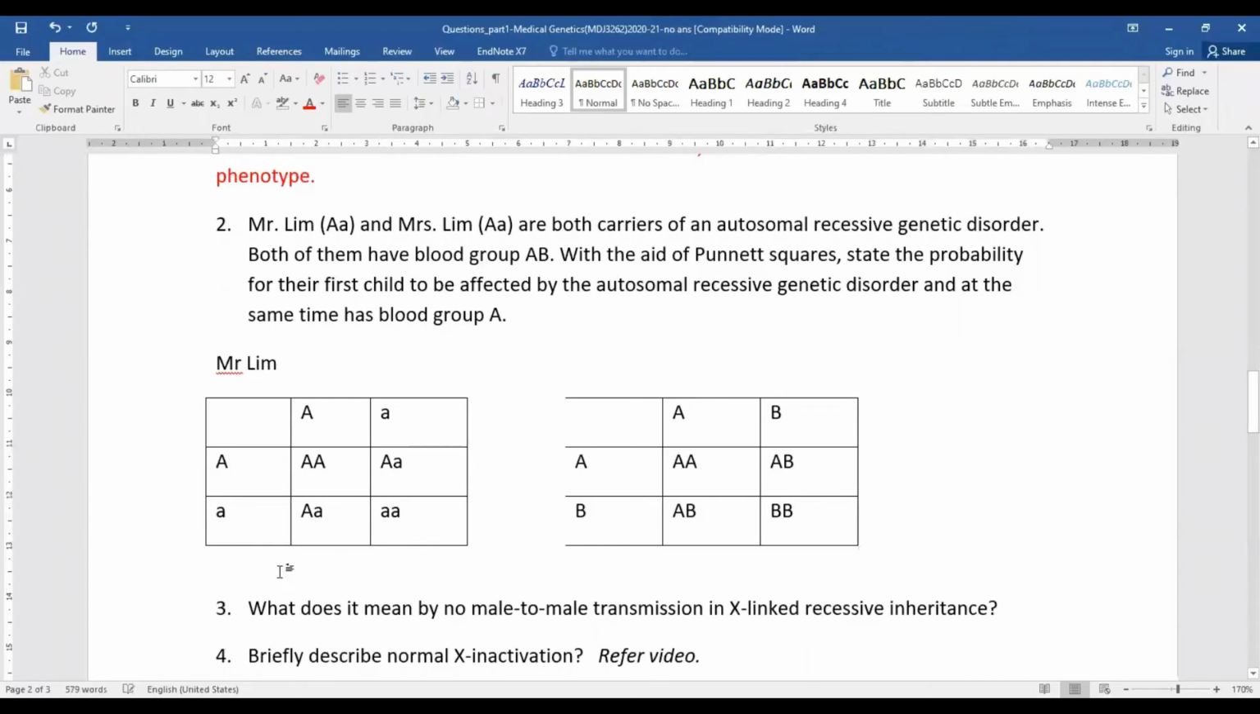So the probability to be affected is how much? Affected is only 25%, or 1/4. Since we're going to do multiplication, let's use fractions. And then from here, blood group A. This is blood group A, this is blood group AB, and this is blood group B. So the probability for blood group A is also 1/4.